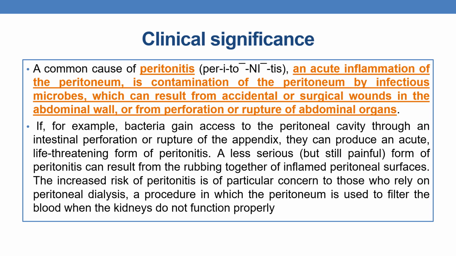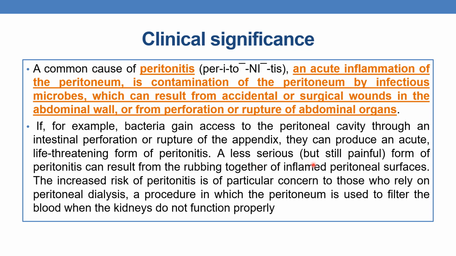It is an acute inflammation of peritoneum or contamination of the peritoneum by infectious microbes, which can result from accidental or surgical wounds in the abdominal wall, or from the perforation or rupture of abdominal organs. If, for example, bacteria gains access to the peritoneal cavity through an intestinal perforation or rupture of the appendix, they can produce an acute, life-threatening form of peritonitis.